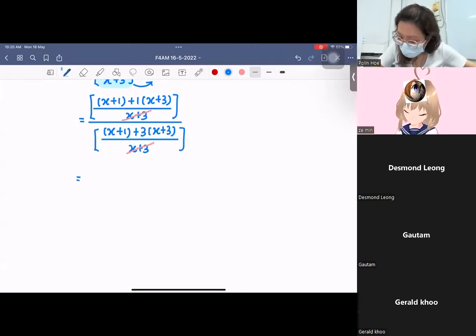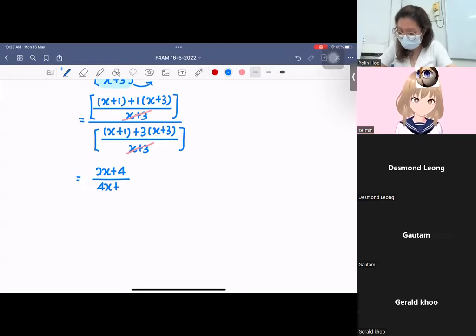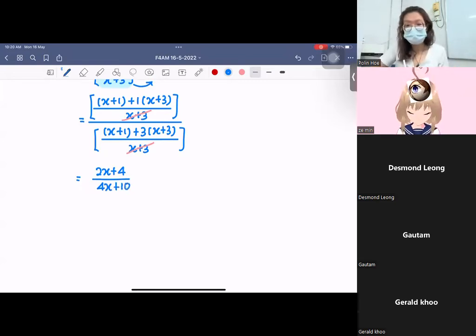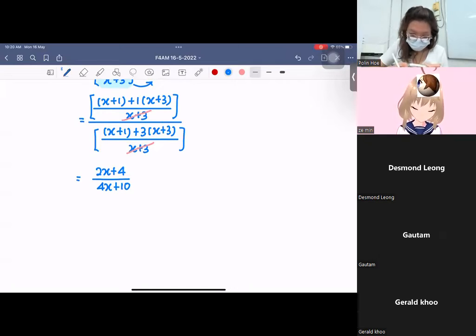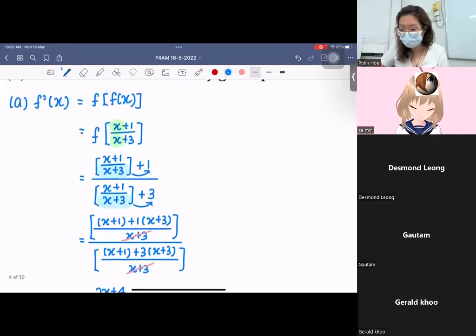2x plus 4 over 4x plus 10. Then 2x plus 4 over 4x plus 10. Correct or not? I find f square x.